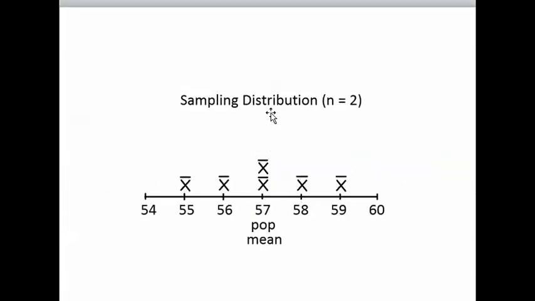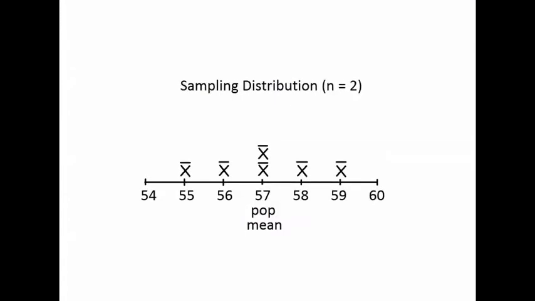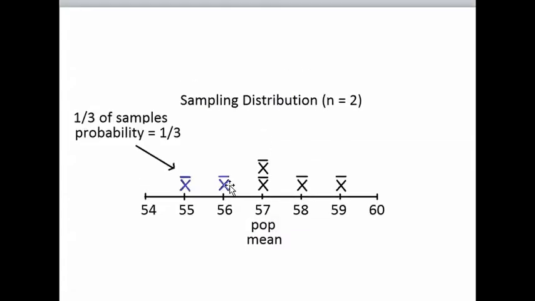So here's a graph of the sampling distribution. This is just showing the means of the 6 possible samples of 2 people. And this is just showing that 1/3 of the possible samples of 2 people have a sample mean below 57. That's why the probability of randomly selecting a sample of 2 people from the population and getting a sample mean below 57 is a 1/3 probability.